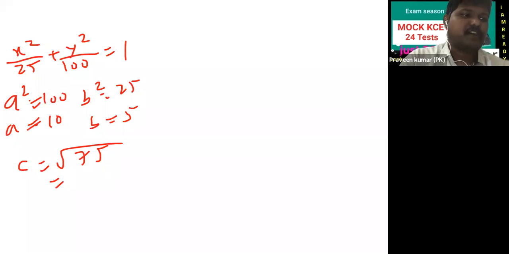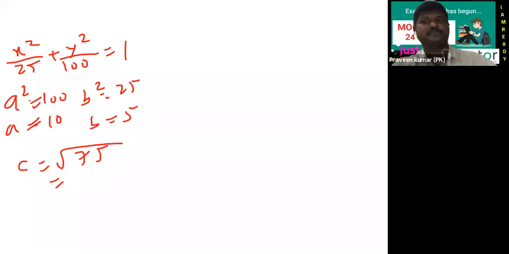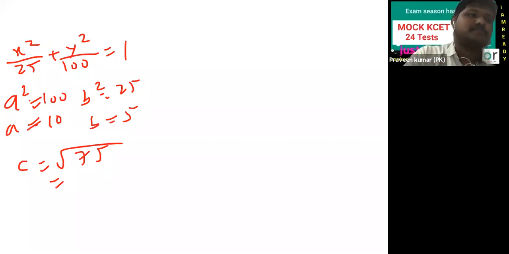A square is 100, A is 10, B square is 25, B is 5. Root 75, fast. 75 means 25 threes. 5 root 3, correct.